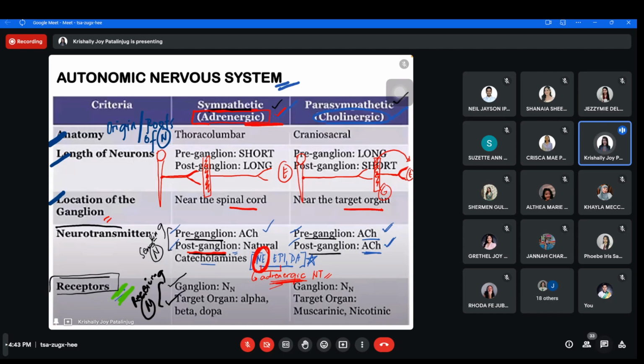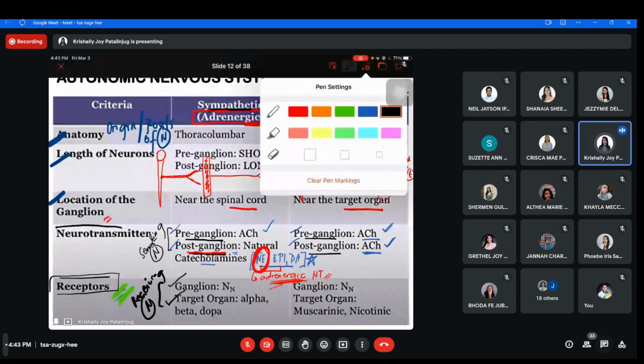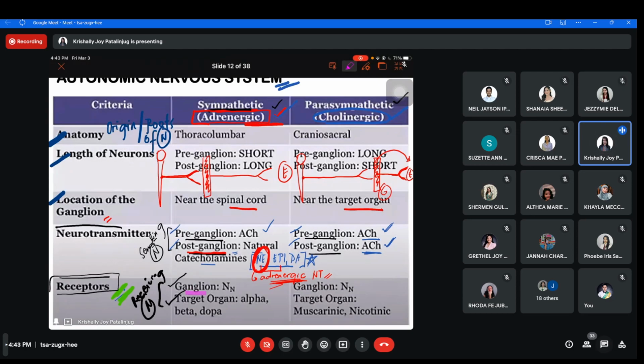Okay? Sige. So yung ganglionic receptor dito for sympathetic is the NN, that is nicotinic neural. Again, hindi lang sa parasympathetic, by the way. Highlight natin ha. Yung ganglion, both parasympathetic and sympathetic nervous system, they have the same receptor. They have the same receptor na makikita sa ganglionic neuron. And that is NN. Nicotinic.